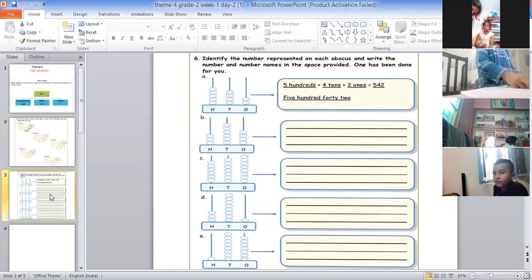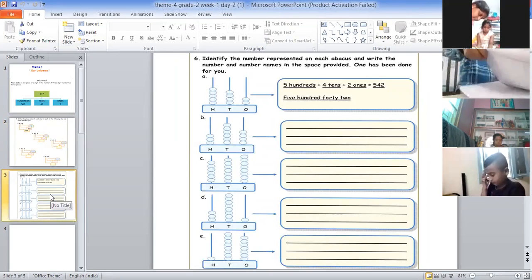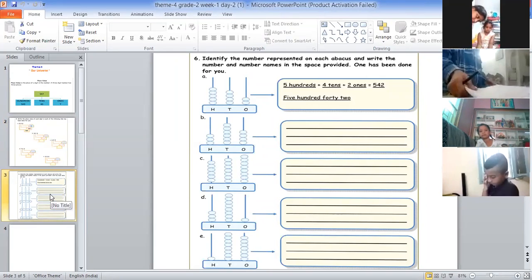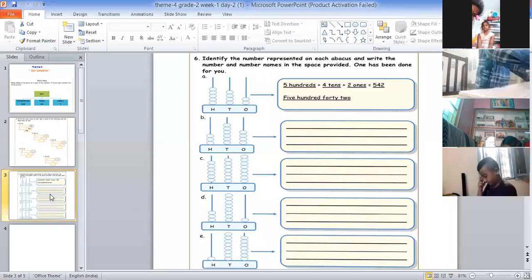Okay. Yes, children. Now come to page number 6. Open page number 6. Write date and classwork on page number 6 quickly. Okay. Take out page number 6. Write date and classwork. Okay. So you all know how to write numbers in expanded notation. You all know how to write number names.